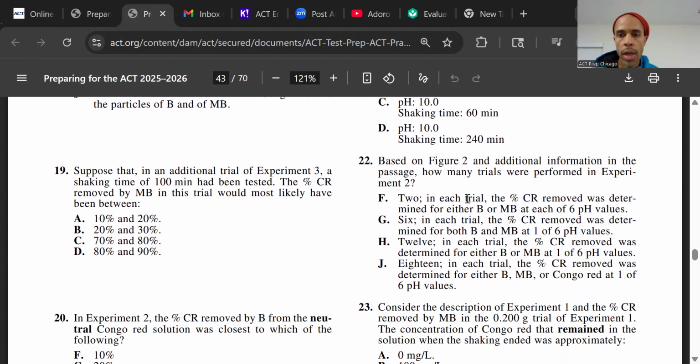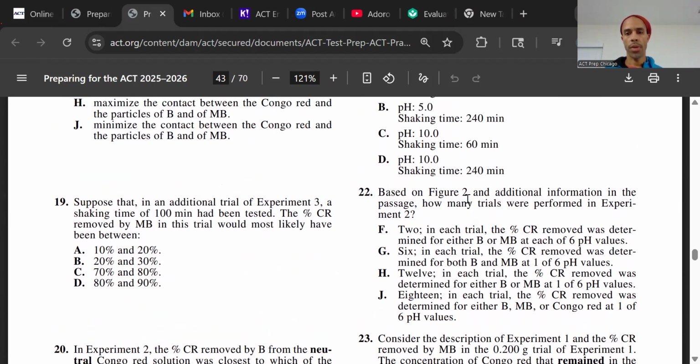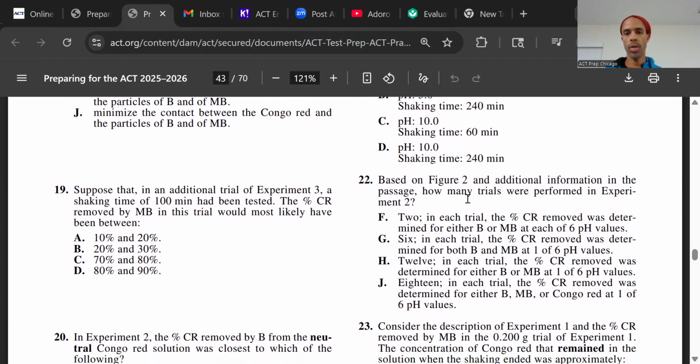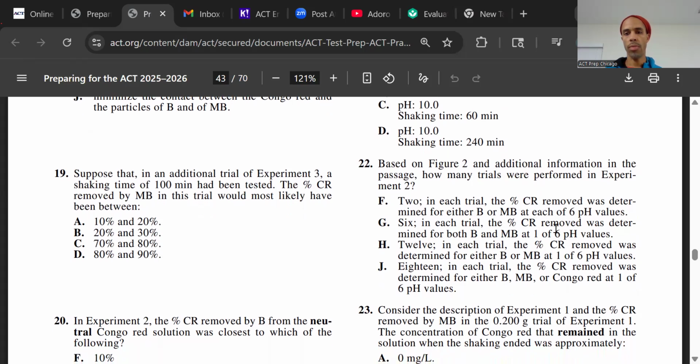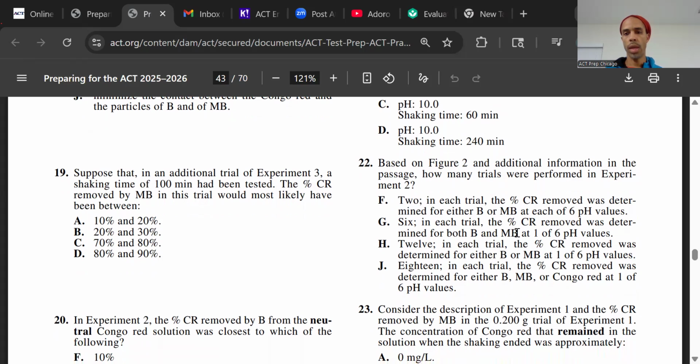Based on figure 2 and additional information in the passage, how many trials were performed in experiment 2? In each trial, the percent CR removed was determined for either B or MB at each of 6 pH levels. 6. In each trial, the percent removal was determined for both B and MB at 1 of 6 pH levels.